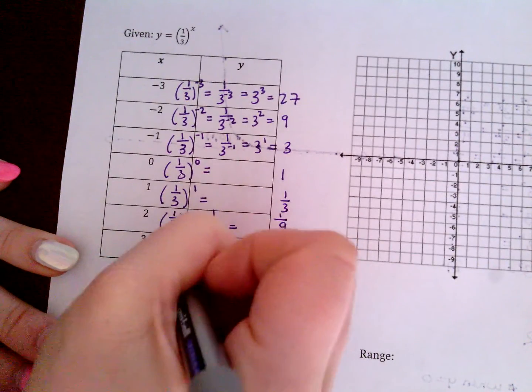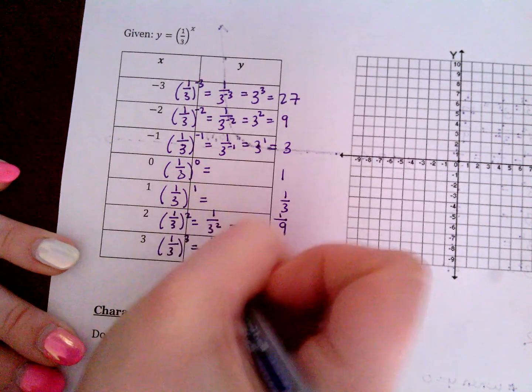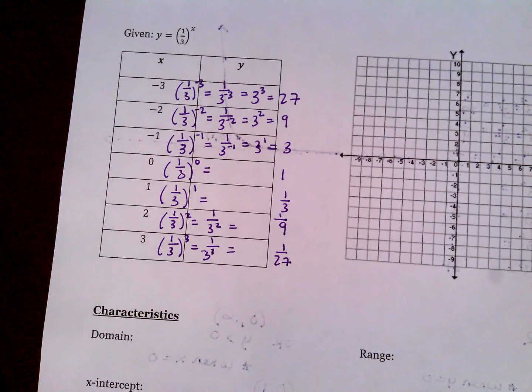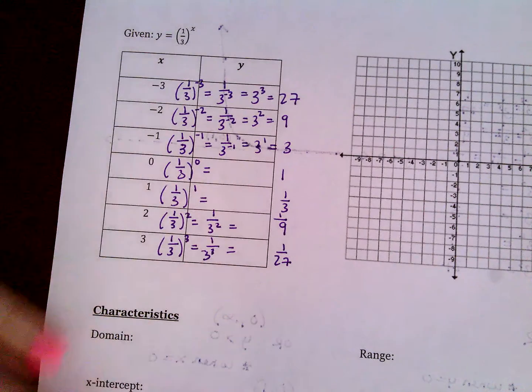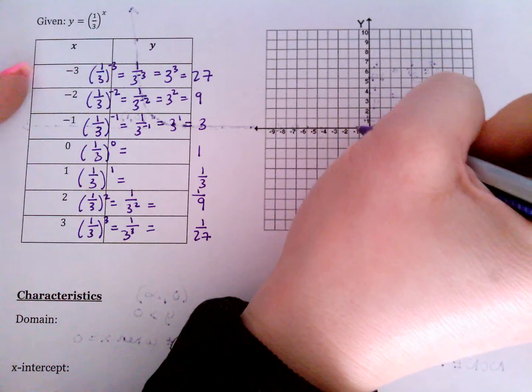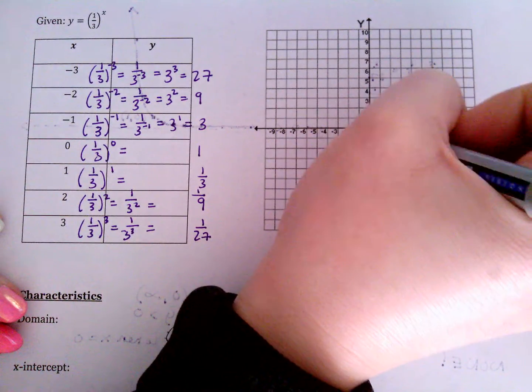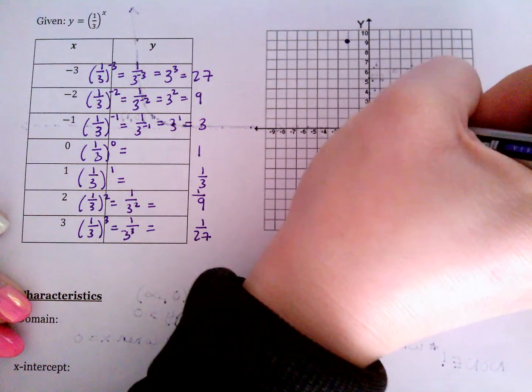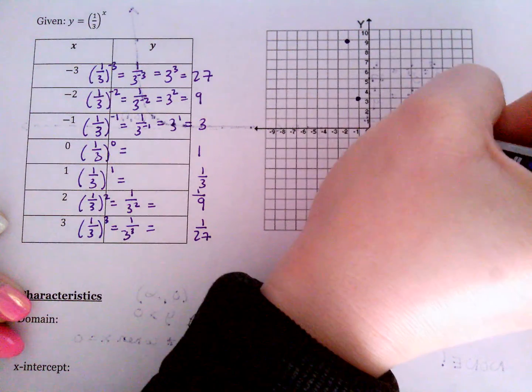Right, so as you can imagine, what did we just do to the base? We just changed it to have a base of 1/3 instead of 3. You mean a fractional base that's between 0 and 1. So if we're going to graph this, I'm not going to graph that -3 because I don't have 27 spots. But I'll start with -2, 9, -1, 3, 0, 1 again, and then 1, 1/3, 2, 1/9, 3, 1/27. So you can see it's getting smaller this time.